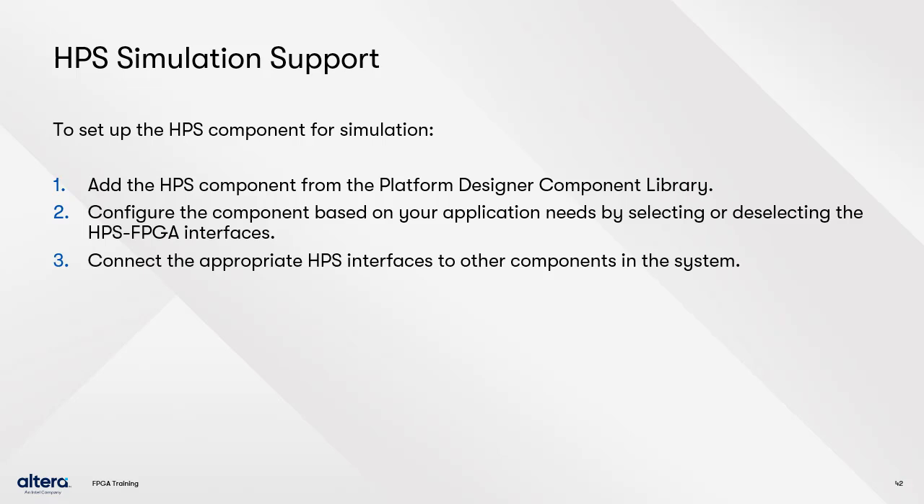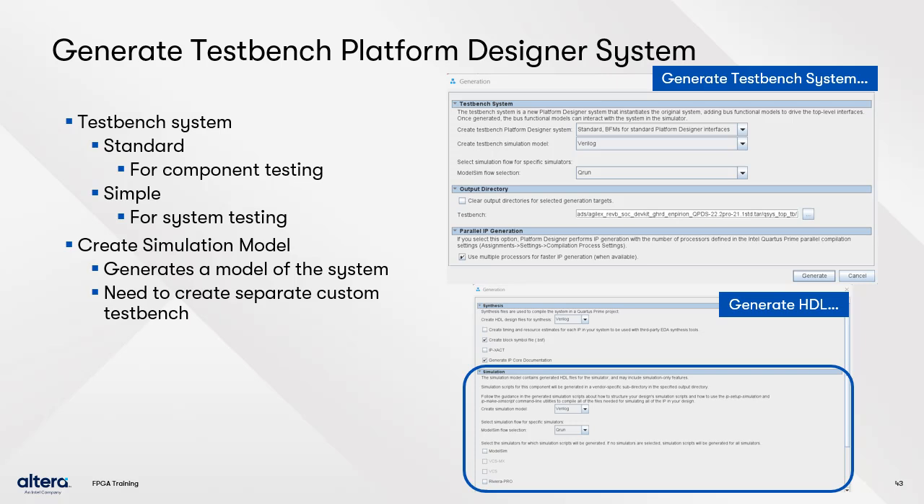One example of a connection might be an FPGA to HPS AXI subordinate interface to an AXI or Avalon Memory Mapped Manager interface in another component in the system. On the Generation tab inside Platform Designer, several options regarding generation for simulation are available.